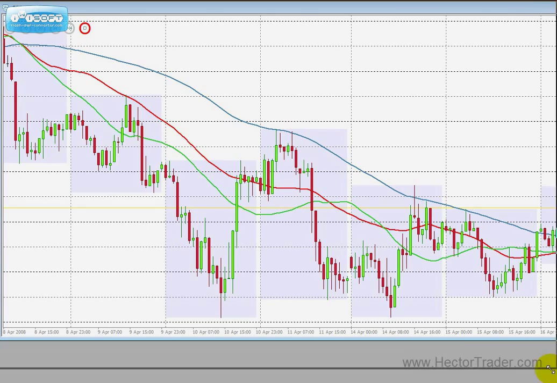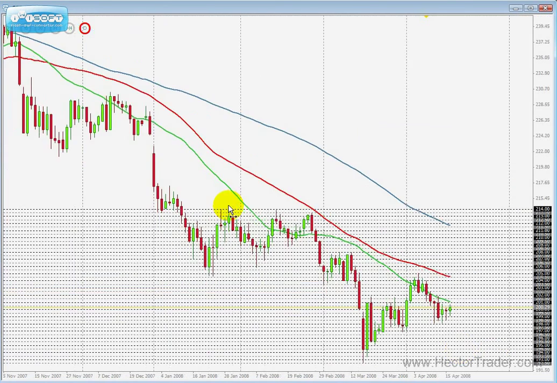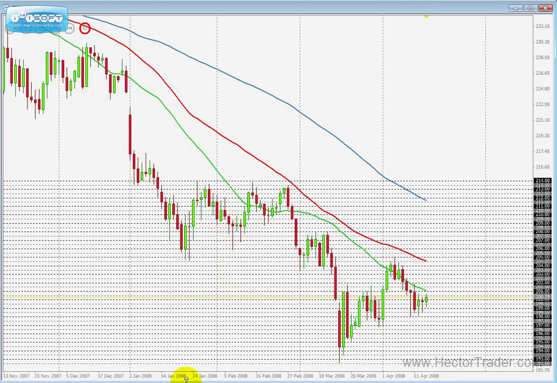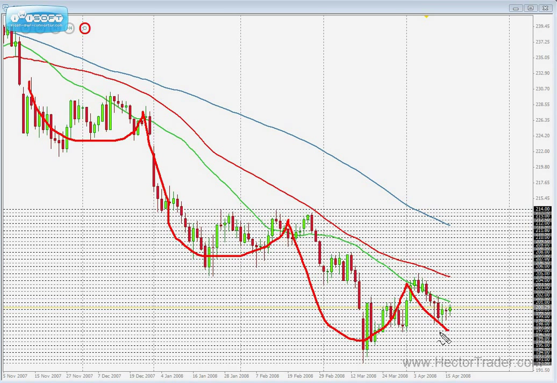Just 1 second. Right there, zoom out into the daily. This is the daily time frame. Wow, beautiful downtrend, isn't it? Have a look at those moving averages, how price is nicely swinging off the dynamic area of resistance. I love the dynamic area of resistance. I mean, I just love it.